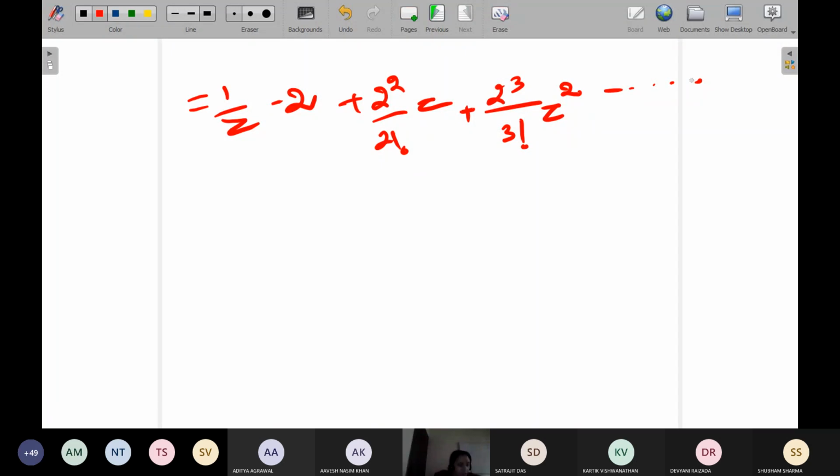Similarly, expand the function in the Laurent series about the point z is equals to 0. I want you to expand this and tell me the answer. In similar manner, I have z power minus 1 into sine 1 by z. Come on, expand this.